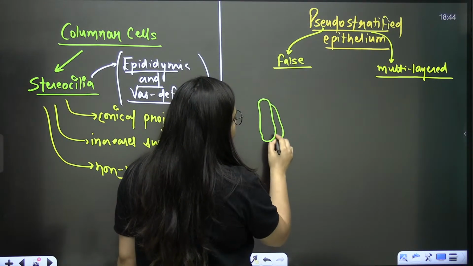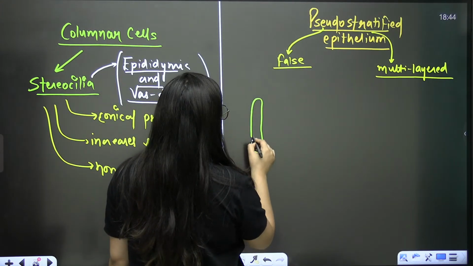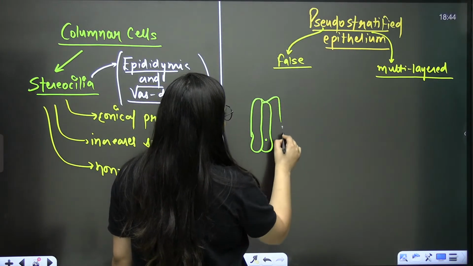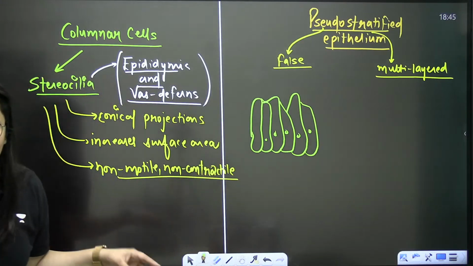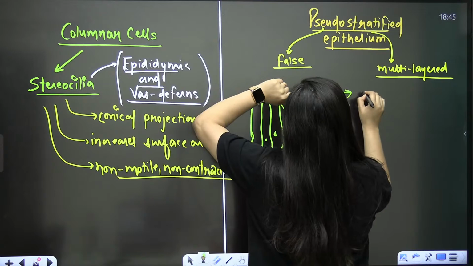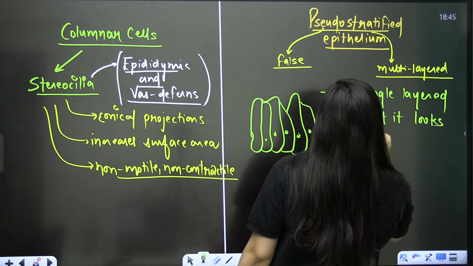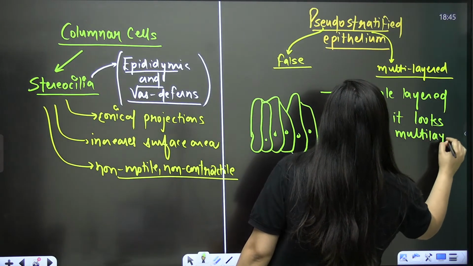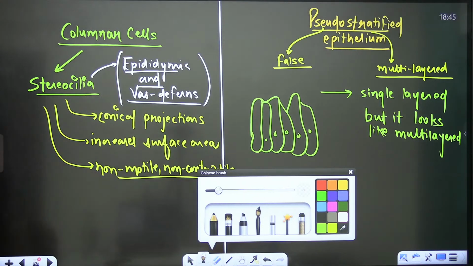So the arrangement is in this way. In pseudo-stratified epithelium the layer is actually single, but it looks multi-layered. That is the meaning of being pseudo-stratified. Ultimately it is an example of simple epithelium that looks multi-layered. The cells are again columnar types, a modification of columnar epithelium.